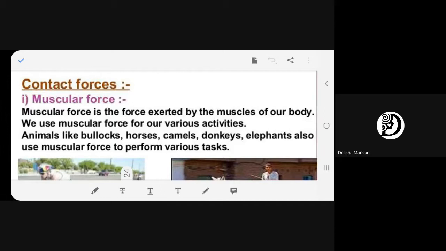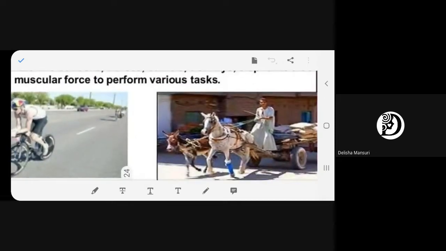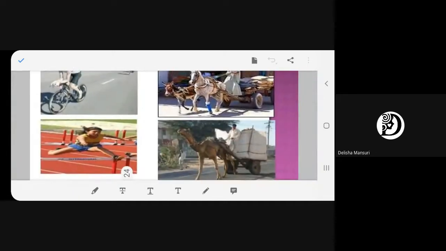So, what are the activities that we use this muscular force for? Exercising, household activities, writing, picking. So for working, so many activities, we use the muscles of our body. Animals also, for example bullocks. Bullocks means ox. Horses, camels, donkeys, elephants are also using muscular force for performing various activities. Got it? These are all muscular force.